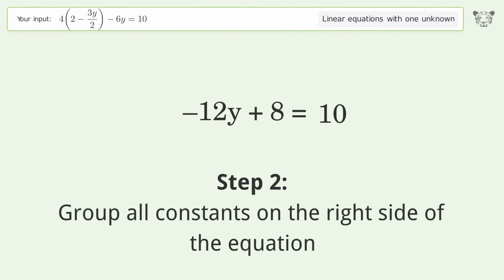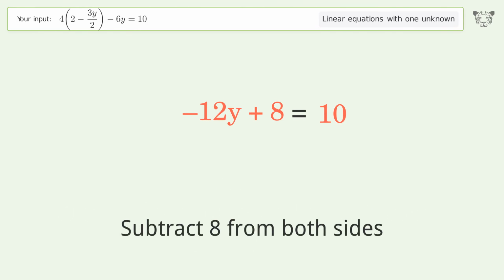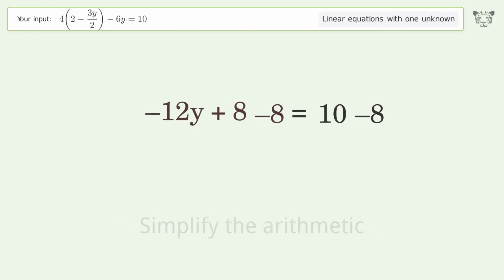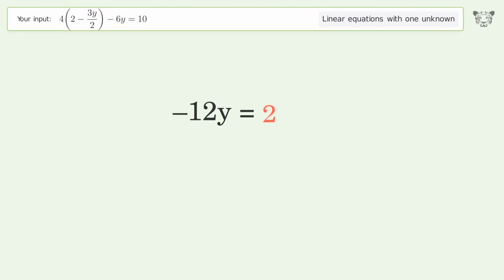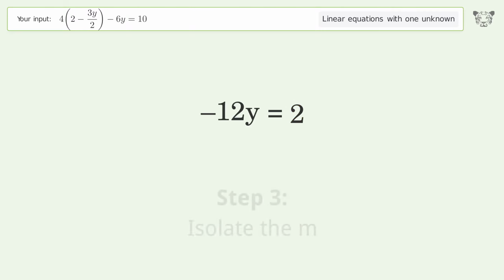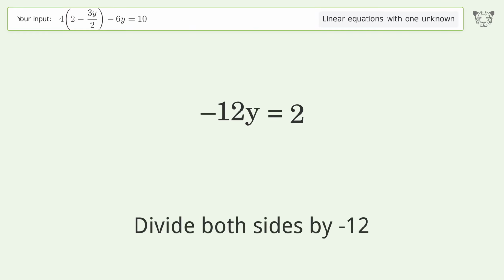Group all constants on the right side of the equation. Subtract 8 from both sides. Simplify the arithmetic. Isolate the m. Divide both sides by -12.